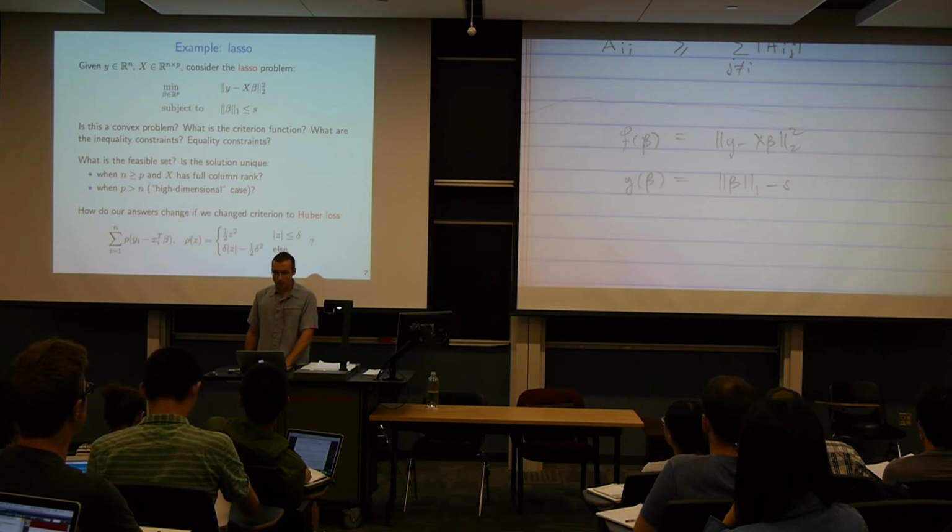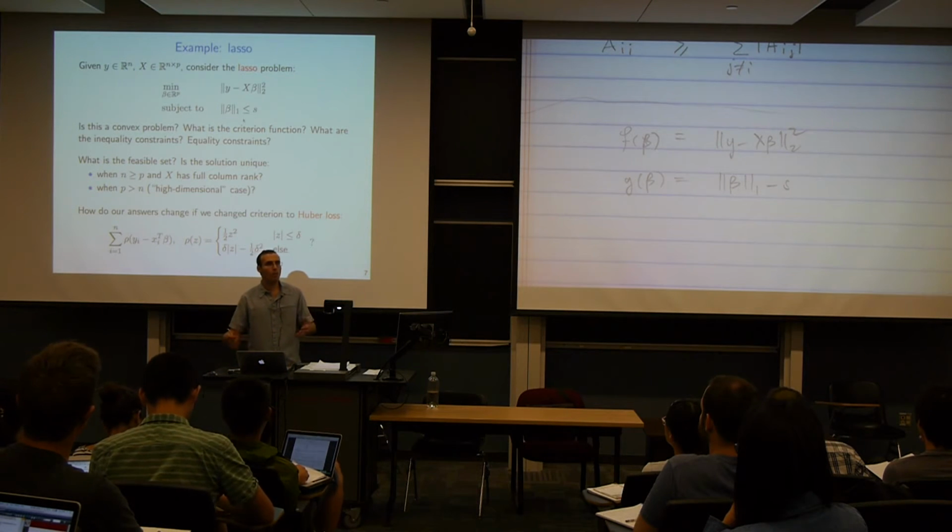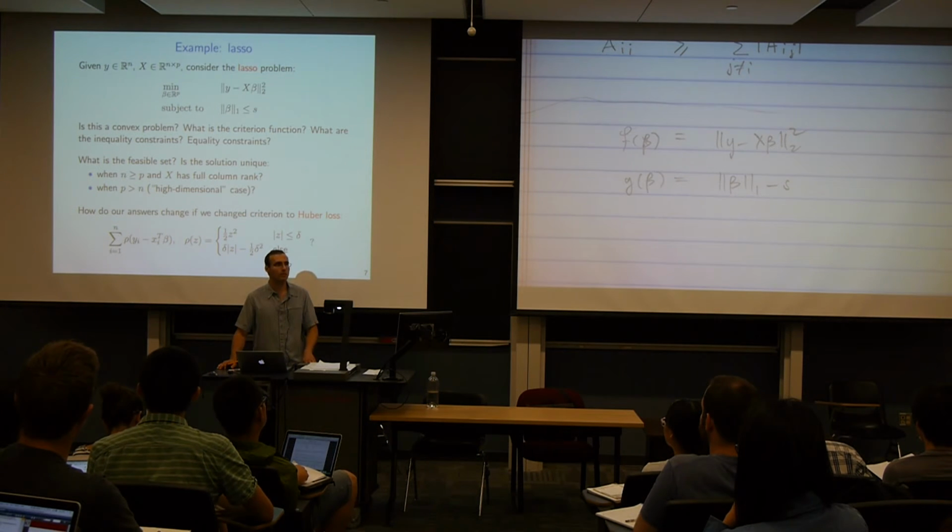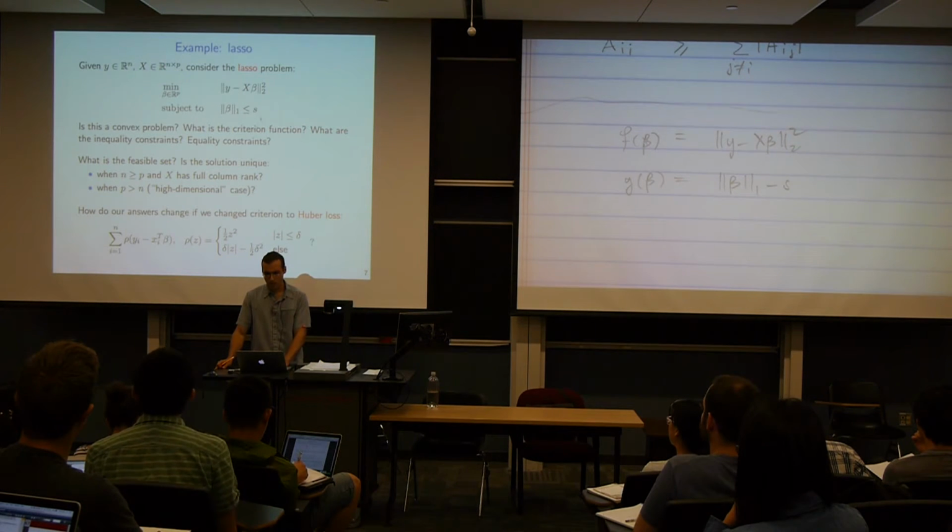The feasible set is just the set of all points that lie within the L1 ball of radius s. That's the feasible set for this problem. The domain is everything for both of these functions, and there's only one constraint. So that's the feasible set. It's this.